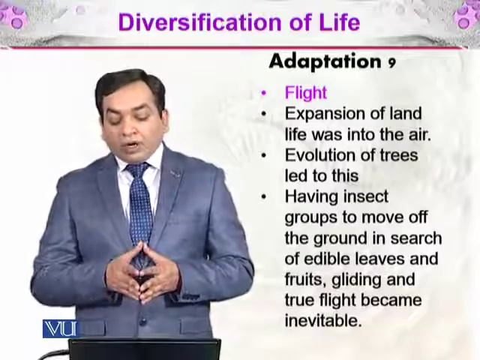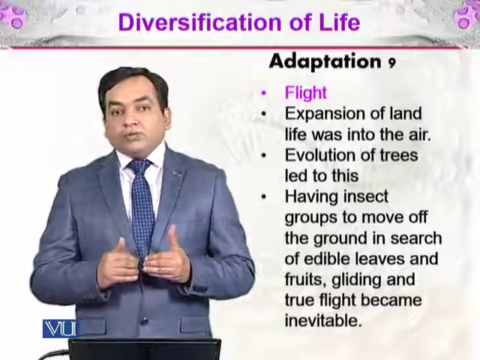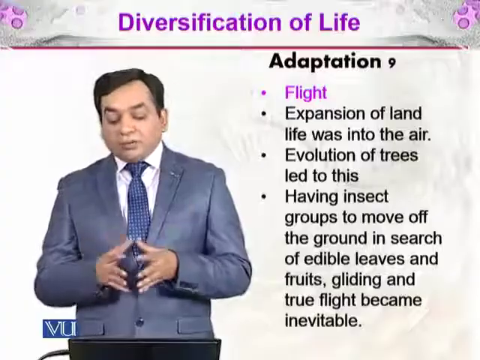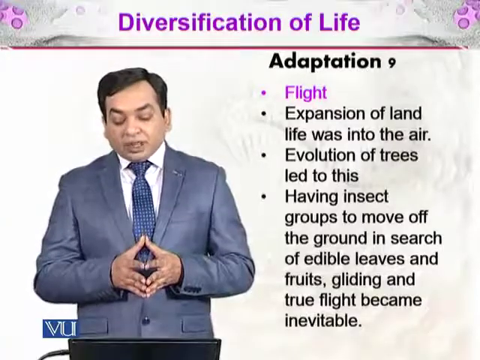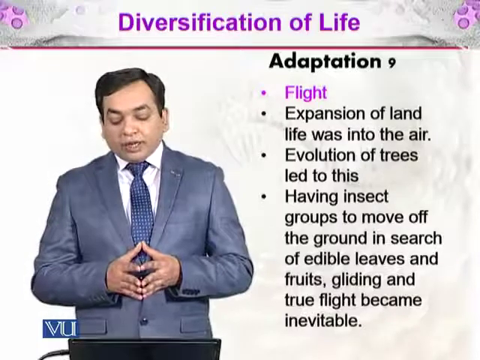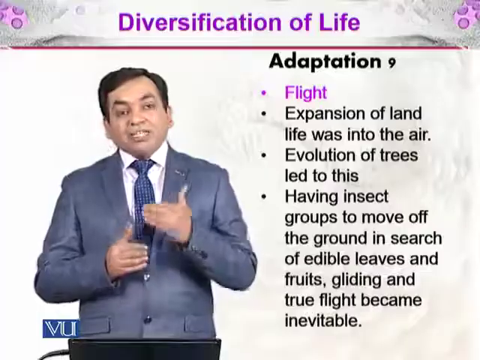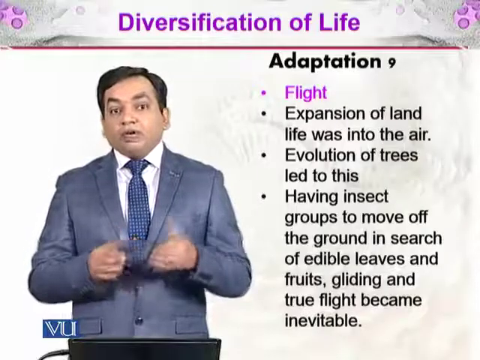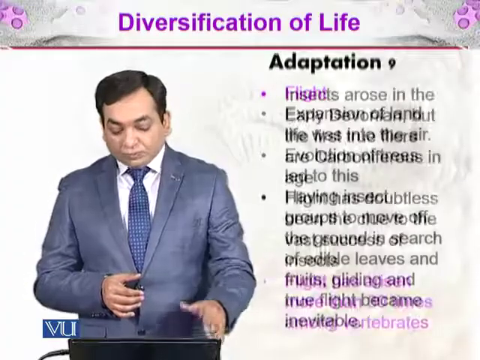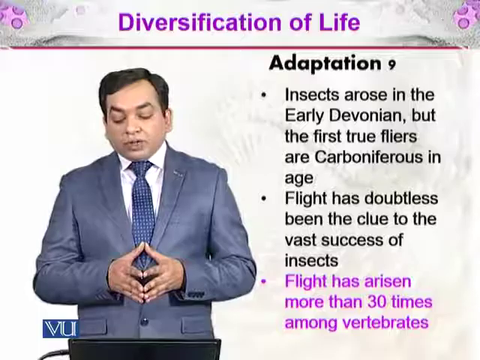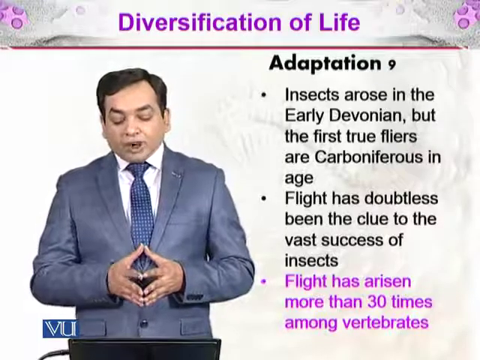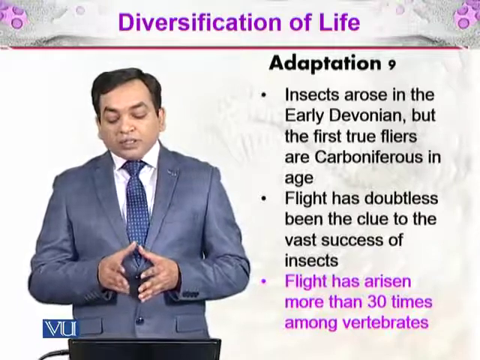The evolution of trees led to this, because when the trees are there, to go from one tree to another, there must be some flight. So there were some insects moving off the ground in search of edible leaves and fruits. Gliding and true flight became inevitable. So insects were one of those organisms which developed flight, as well as other vertebrates. Insects arose in the early Devonian, but the first flyers are Carboniferous in age. Flight has doubtless been the clue to the vast success of insects.